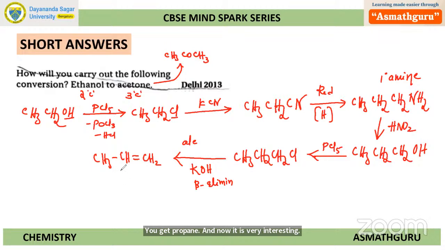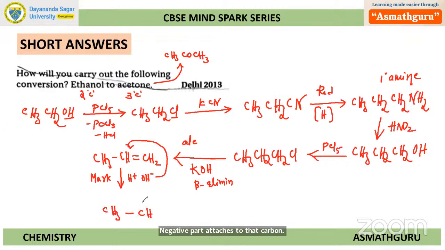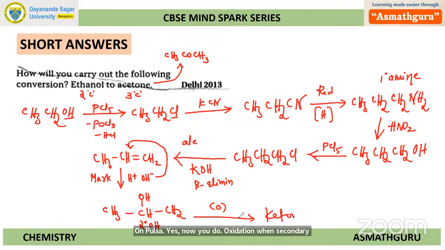Propene, this we do hydration. What is hydration? Addition of H plus and OH minus. This follows which rule? Markovnikov rule. What is Markovnikov rule? The negative part attaches to the carbon having fewer hydrogens. CH3CHOHCH3. Now it has become a secondary alcohol. Now you do oxidation. When a secondary alcohol undergoes oxidation, it gives you a ketone. You get acetone. Take a screenshot. This is not a short answer, this is a long answer.